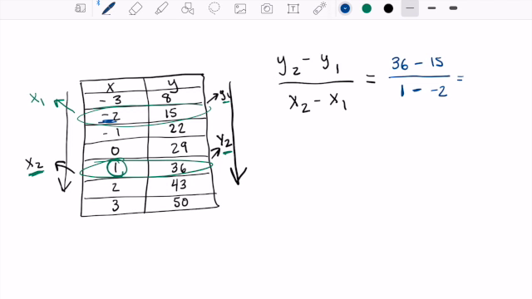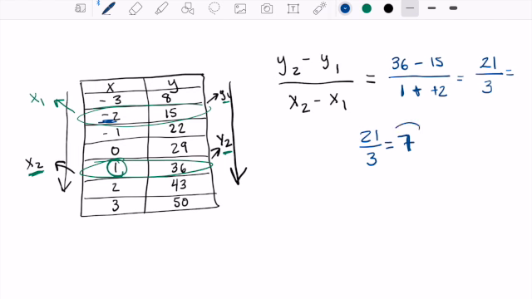So now we can go ahead and simplify. 36 minus 15 gives me 21. 1 minus -2. Well, when I see two negatives together like that, we can change them to both be positives, and that gives me 3. Simplify that, and I get 21 over 3 equals 7.